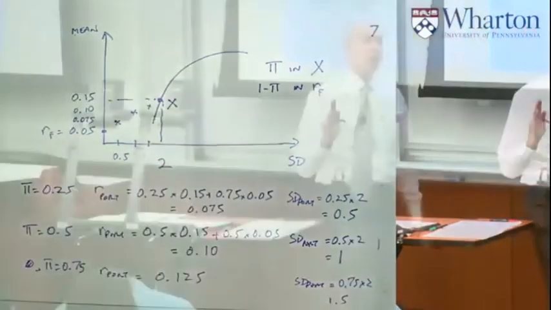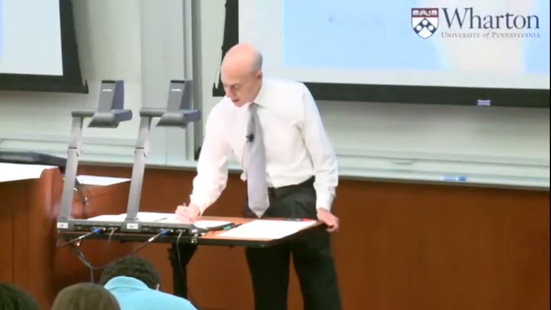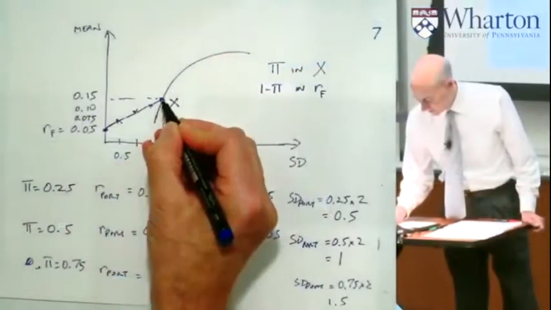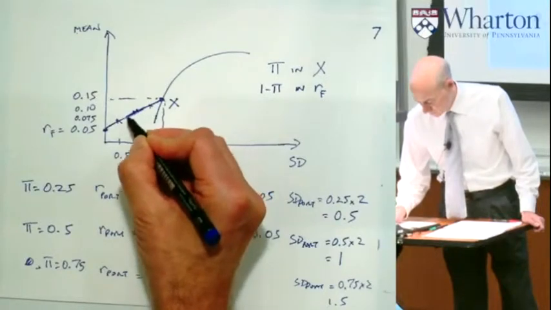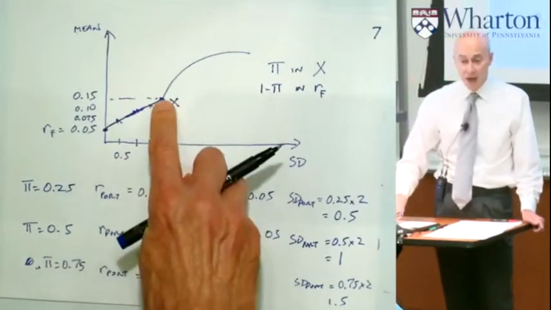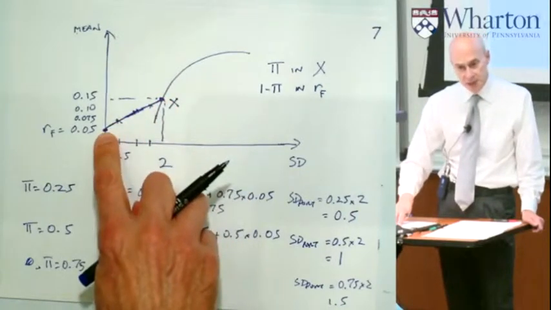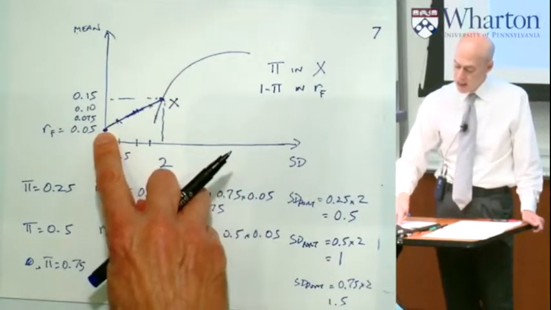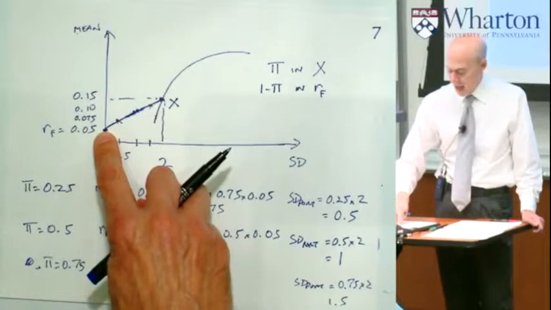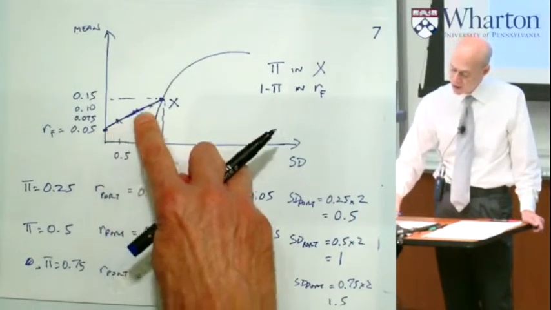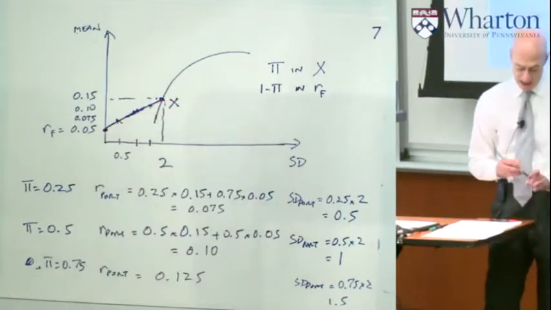So if things move proportionally, what do we get? Straight line. So we get a straight line like this. Here you've got 100% in x. Here you've got 100% in the risk-free. As you increase the amount in x and lower the amount in risk-free, you trace out this straight line.